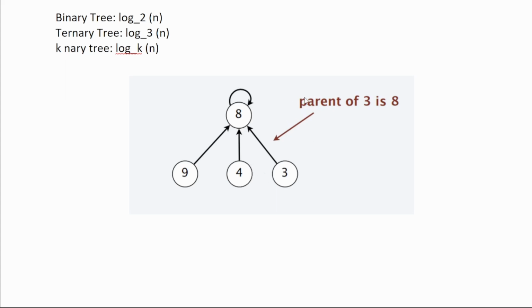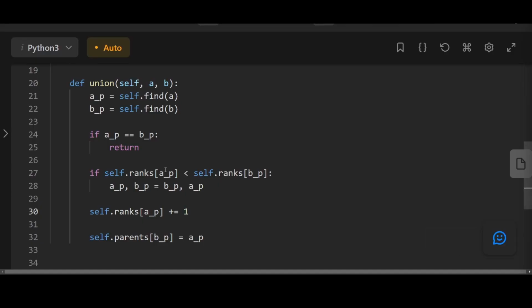I hope you can appreciate this diagram a little bit more because it shows this. So first we start at 3. All right, 3 is not its own parent, so we go up. Next, we check if 8 is its own parent. Since 8 is its own parent, we know that 8 is the root. Finally, we have our union function. We find the parent of A and the parent of B. If the parents are equal, we return because they are the same tree.